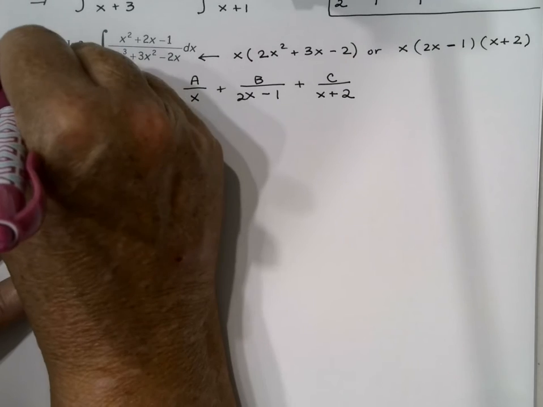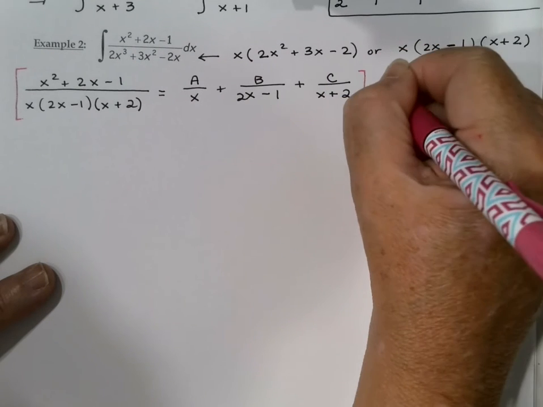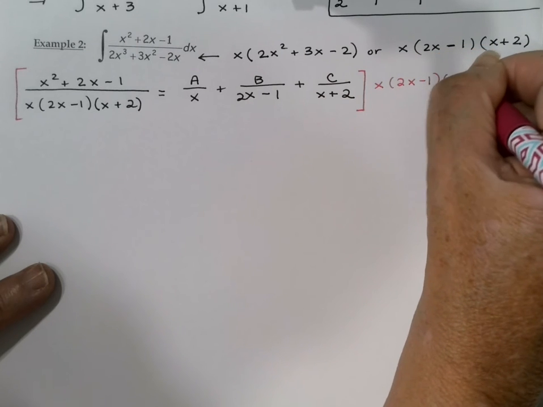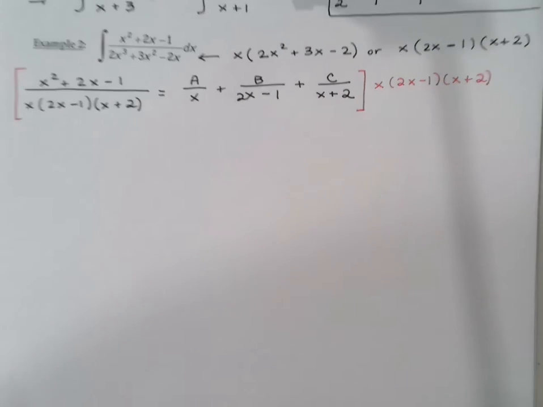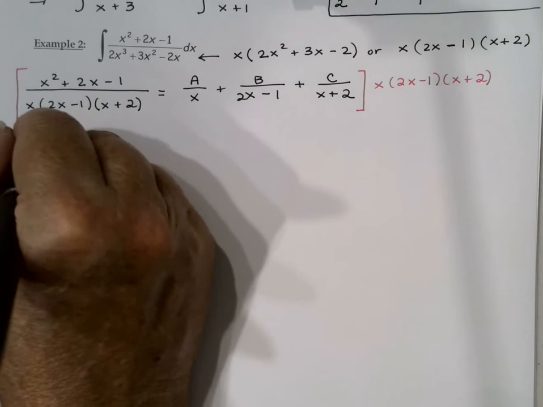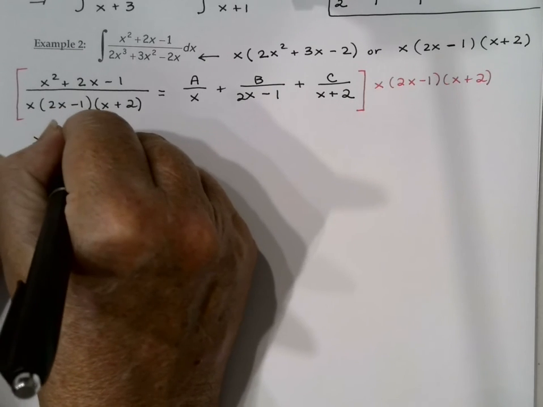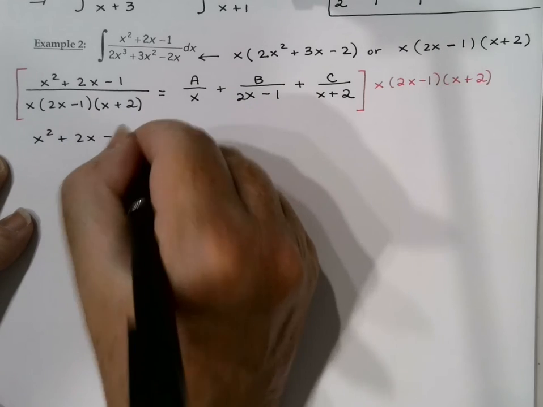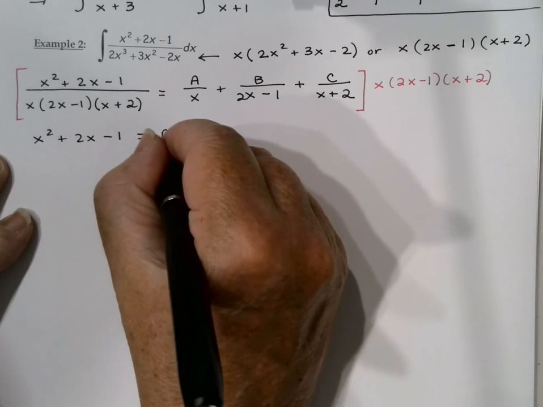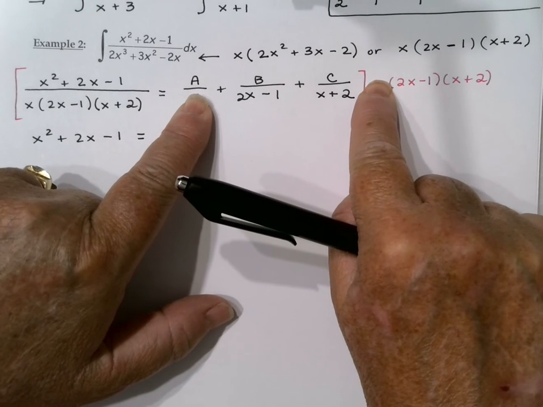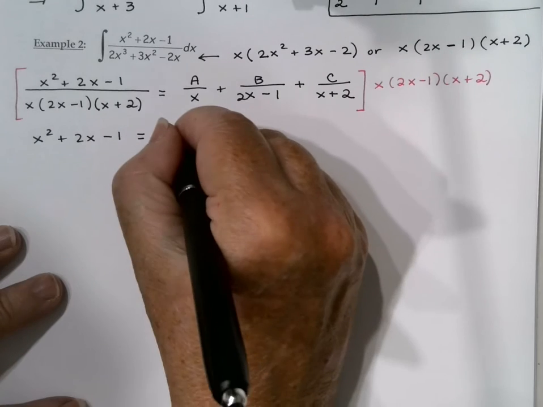We'll go ahead and I'm just going to write it as one giant multiplication here. We'll multiply everything by the LCD to clear the fractions. And on the left side, all of that cancels with all of the denominator. So I just get x squared plus 2x minus 1. On the right, with the a, the x's would cancel. So I would get a times 2x minus 1, x plus 2.